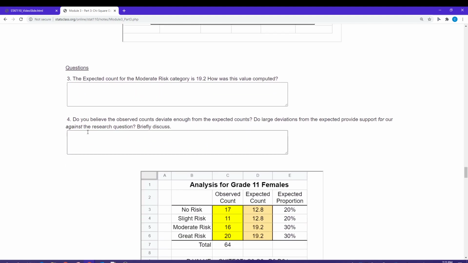I think I'm talking too much, because that's the question that I had here for question 3. So go ahead and hit pause and answer question 3 and question 4.